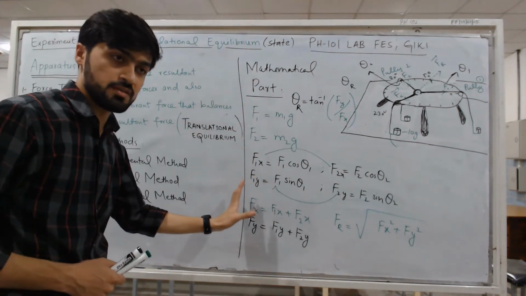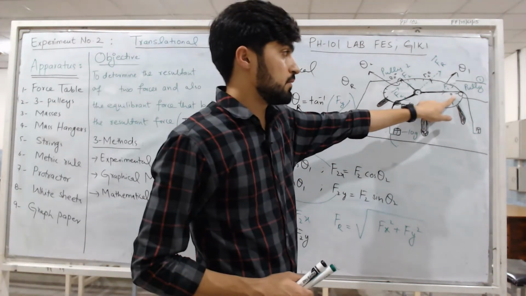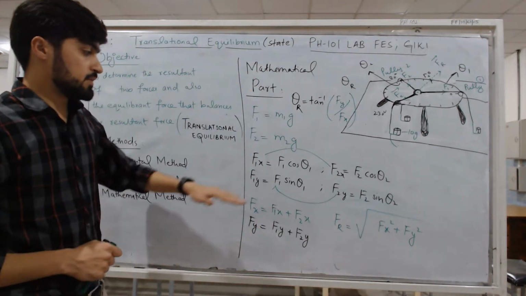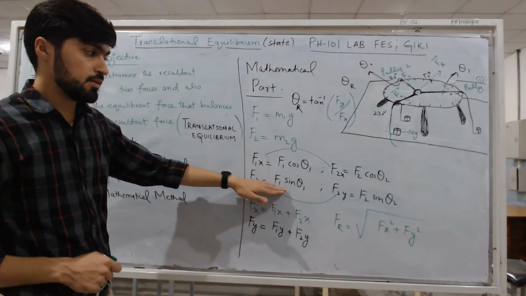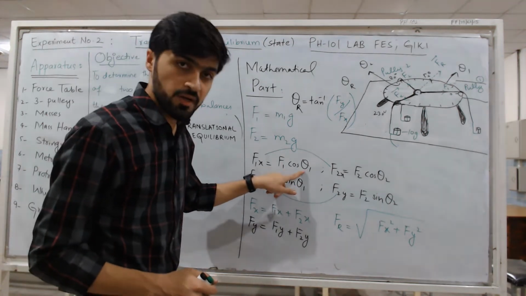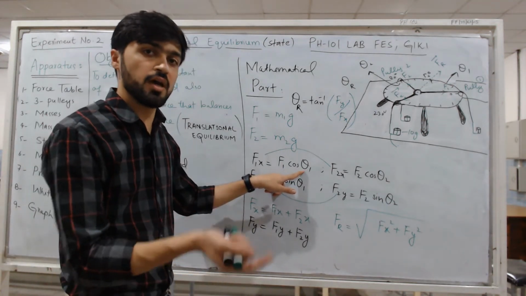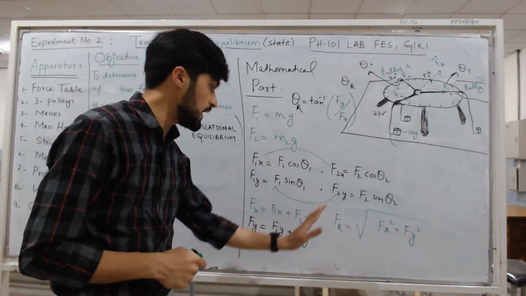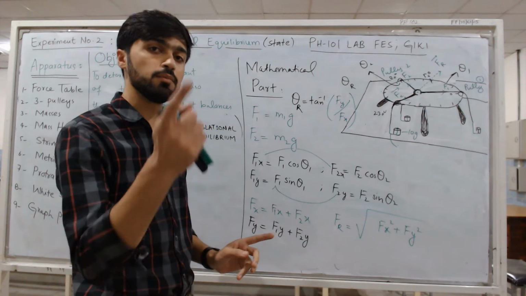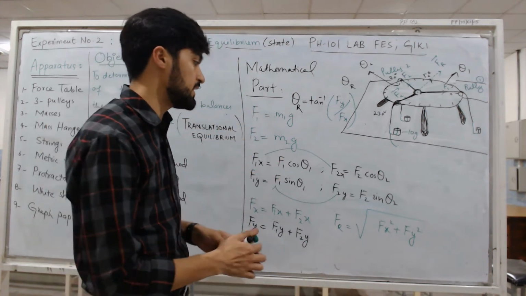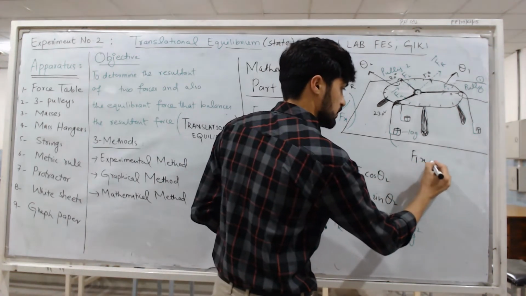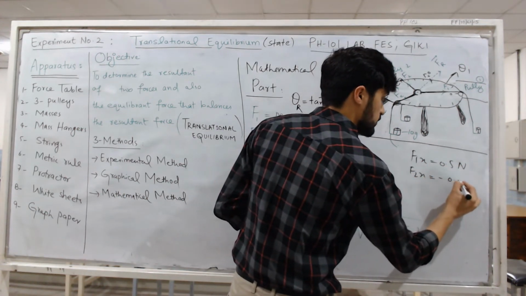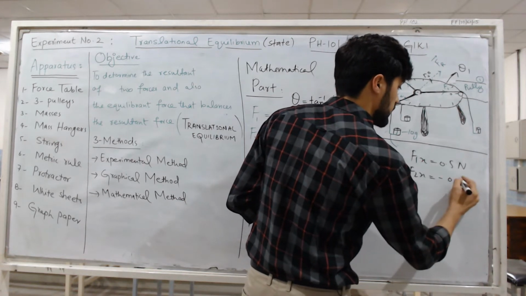You have to perform these steps. Theta 1 you will get from here, and theta 2 you will get from here, right? Similarly you will put these values here. Keep in mind, if this is cos 120 degree, it will give you a negative sign. You have to include the negative sign in F1x. Then when you add F1x with F2x, you will be using that minus sign here. Let's say F1x is 0.5 Newton and F2x is, let's say, minus 0.6 Newton.